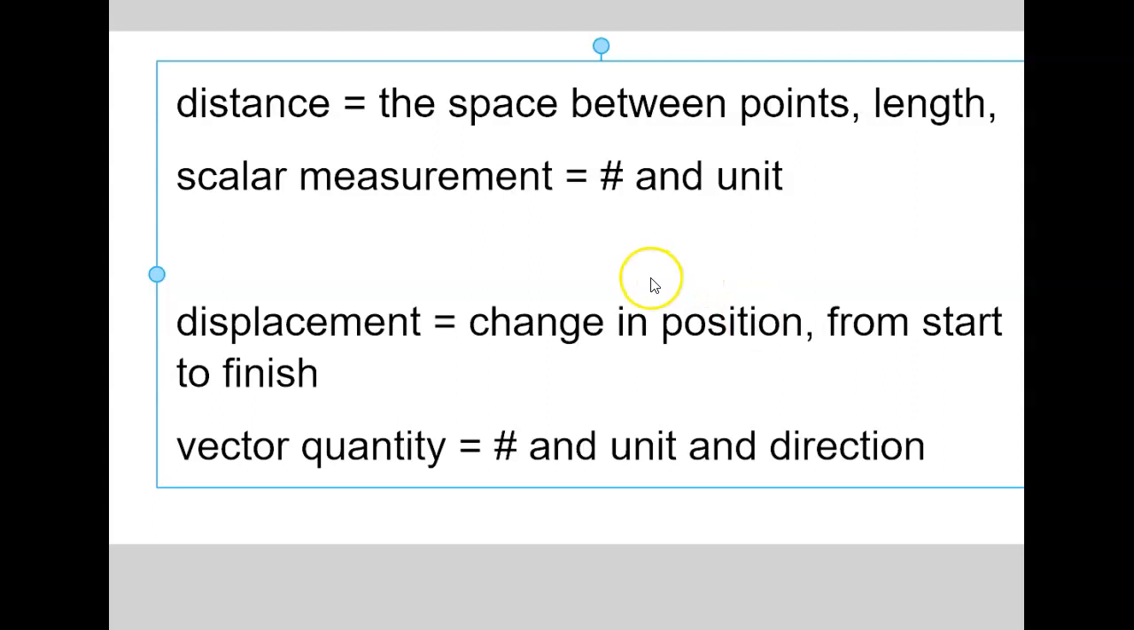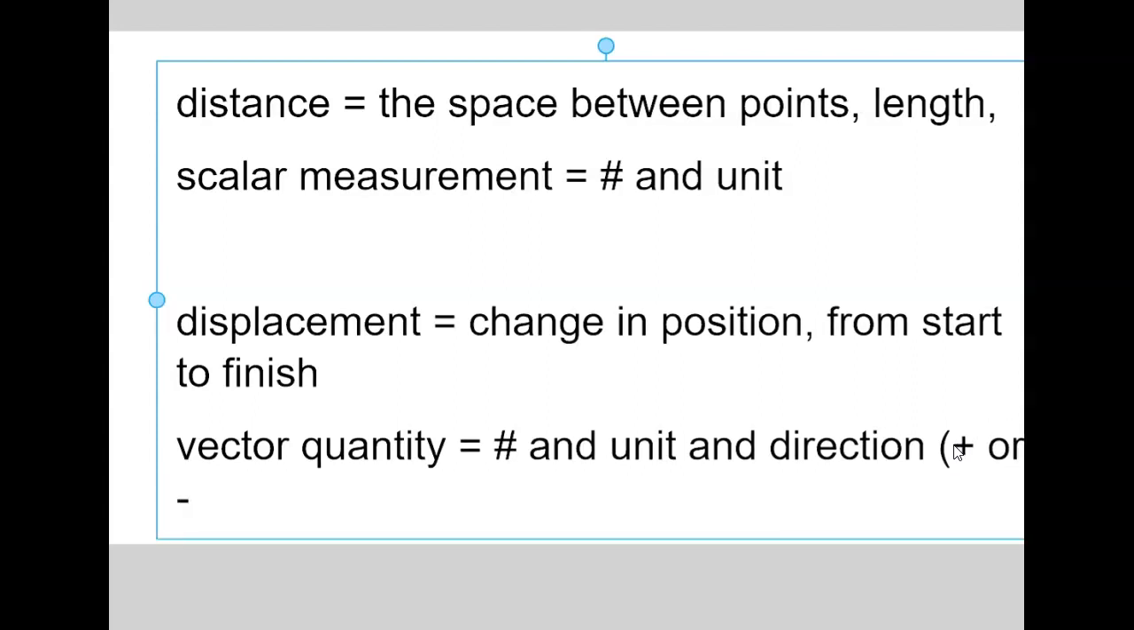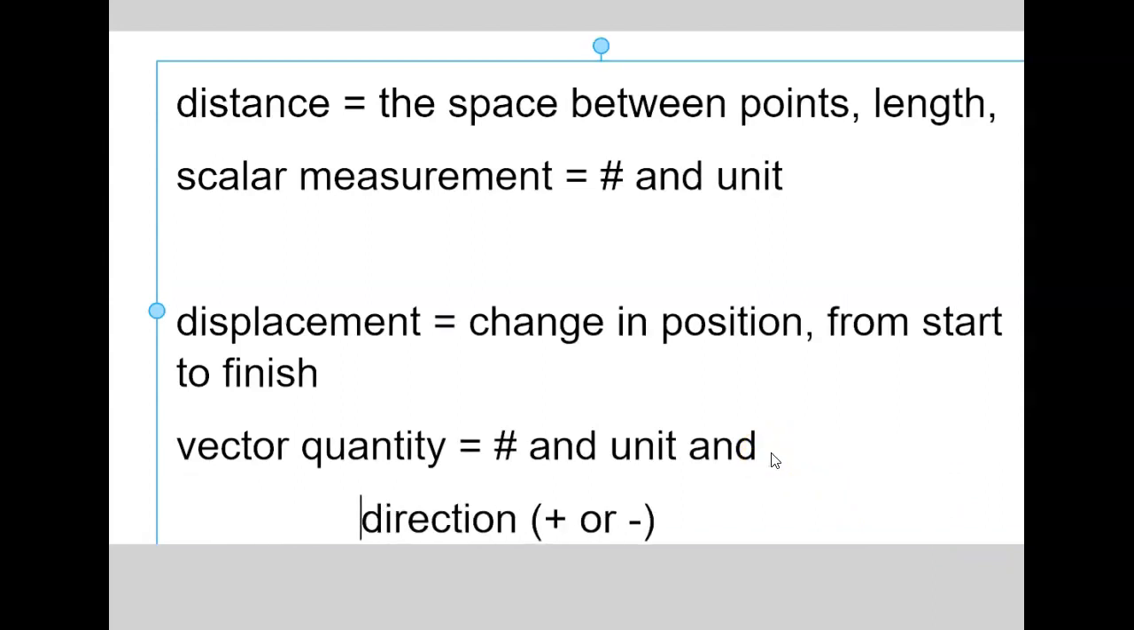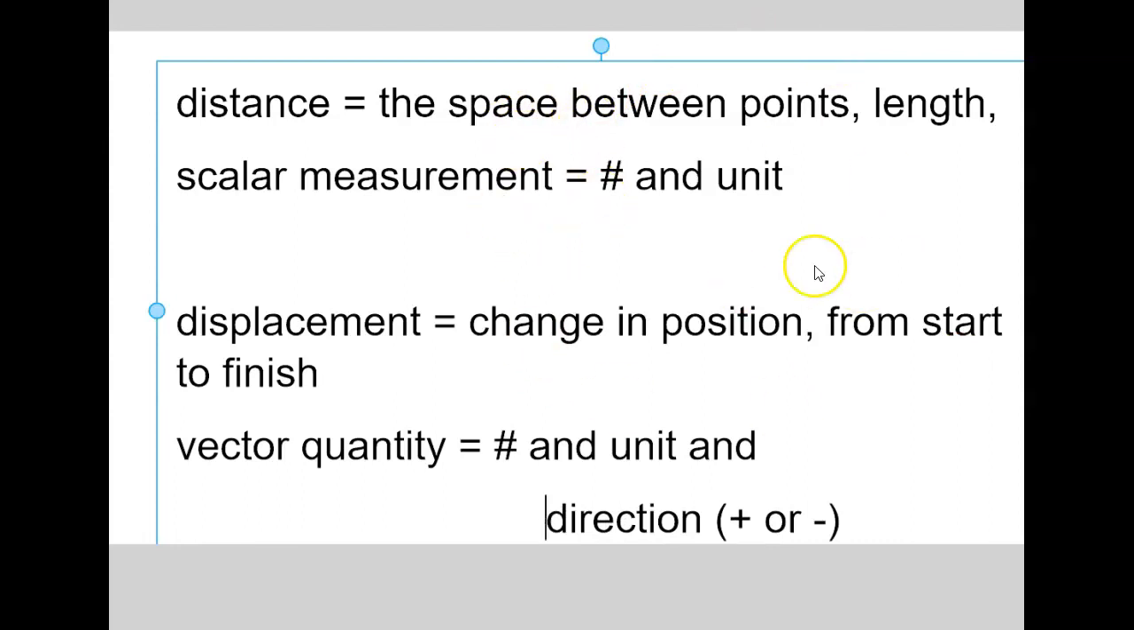So the number is called the magnitude. That's just a fancy word for that. Usually the direction we indicate with, in our math problems, we indicate it with a positive or a negative. So that is the big difference between a scalar and a vector quantity. This is important. You want to make sure that you start to get this in your head. Distance is a scalar measurement. Displacement is a vector measurement.